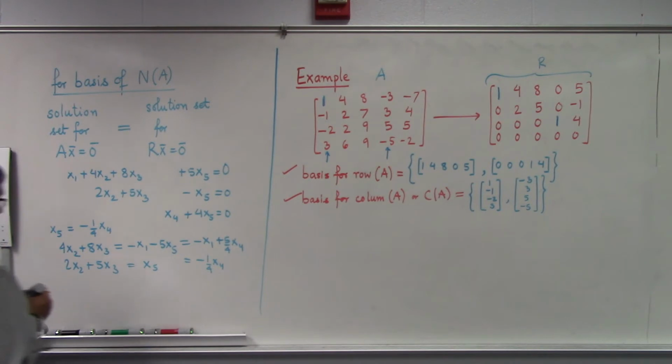So let's try to gather, there are a lot of equations floating around. Let's try to gather this information in an organized manner. x1 and x4 are pivot variables. Everything else is free.